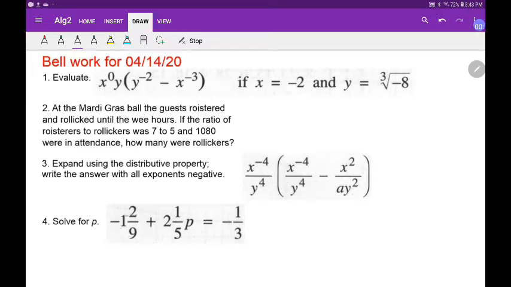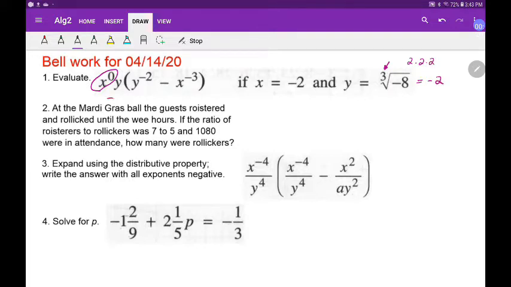We're going to evaluate. Now we know anything to the 0 power is 1. So I would suggest we don't bother. The third root of a negative number: 3 is an odd number, so we're going to keep the negative sign. And 2 times 2 times 2 is 8, so negative 2.